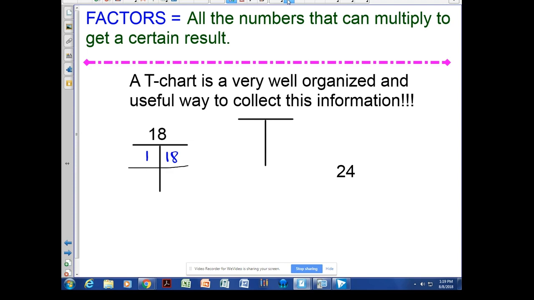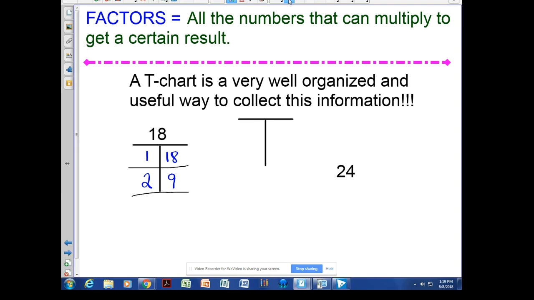18 happens to be an even number, which means that the number, you guessed it, 2, will also always be a factor of all even numbers. So now I could say either 18 divided by 2, or I can ask myself 2 times what number equals 18. And we all know that 2 times 9 is equal to 18. But in this case, we're still not finished.